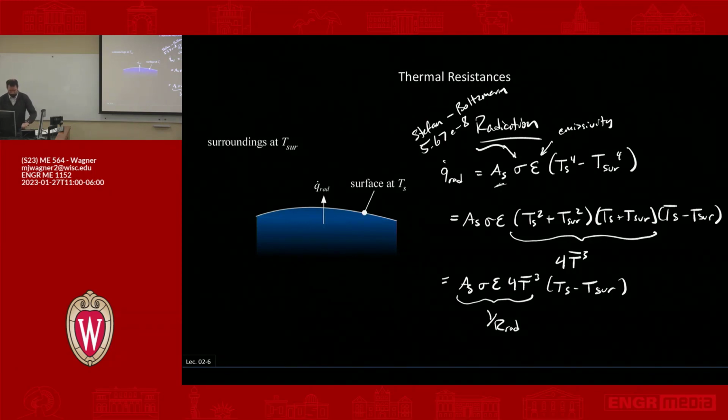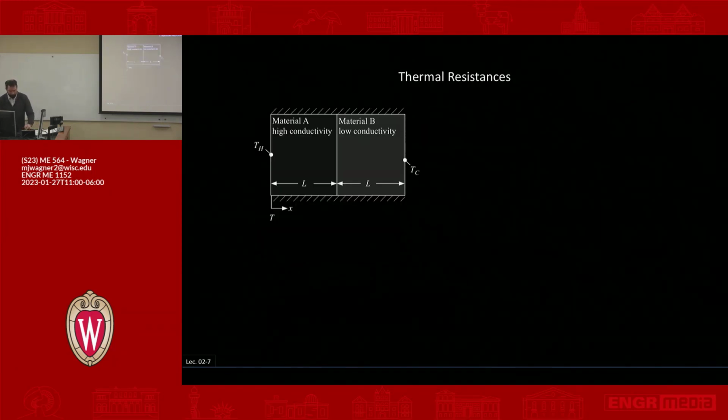Okay, let's see. So I think I might have time here to go through the last example. Yeah, so let's think a little bit about how to use the resistance idea and maybe sketch out temperature profiles just from understanding resistances. Okay, so we have here this example of two materials together. Material A is high conductivity. Material B is low conductivity. So right there's a K sub A and there's a K sub B.